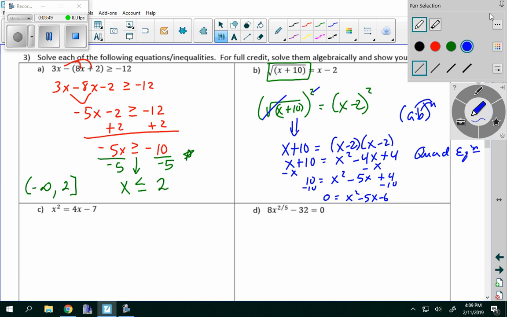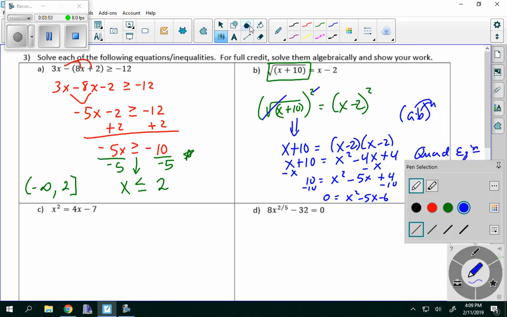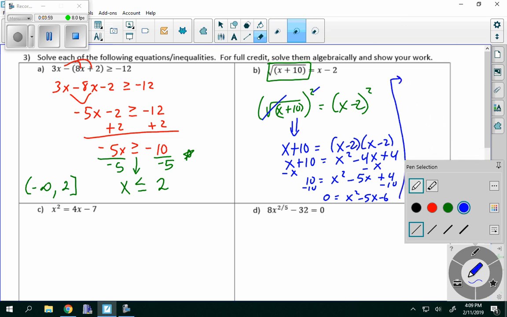And now I can use my quadratic formula to solve that, or if I can factor it easily, I'll factor it. So let's come on up here. 0 equals x take away 6 times x plus 1. And x minus 6 equals 0 when x equals 6. And x plus 1 equals 0 when x equals negative 1.